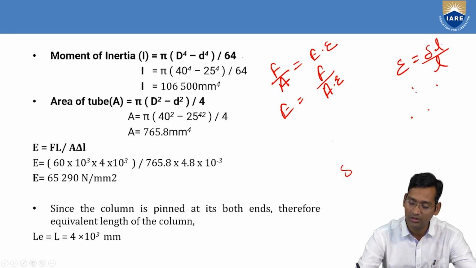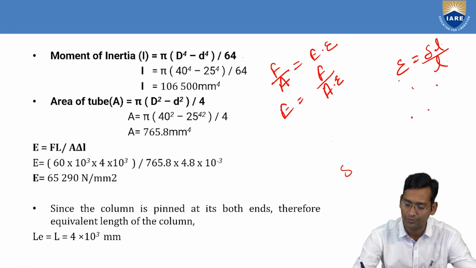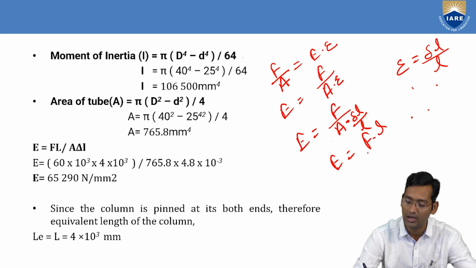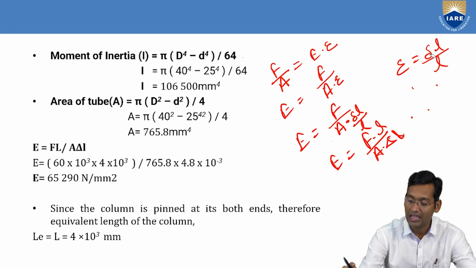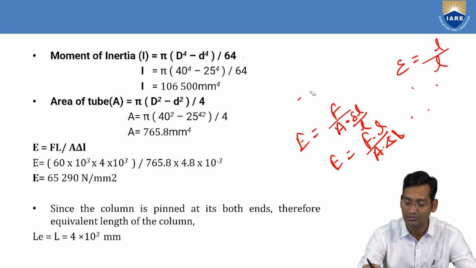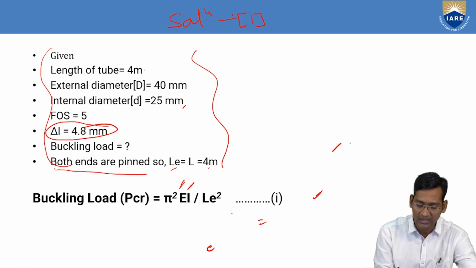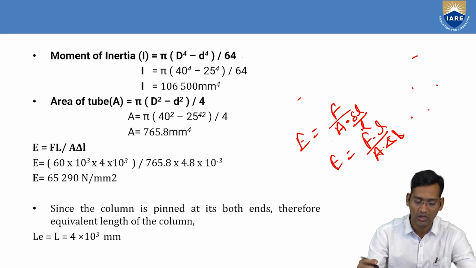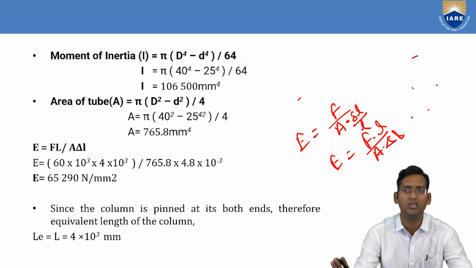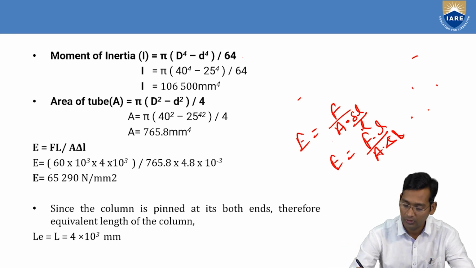So E equals F by A into delta L by L. After substituting, delta L will come to the denominator, so E equals F into L by A into delta L. Now we have the formula for E. F is given, or P if you are taking it in terms of P; P or F is the load or force here. Now put the values.